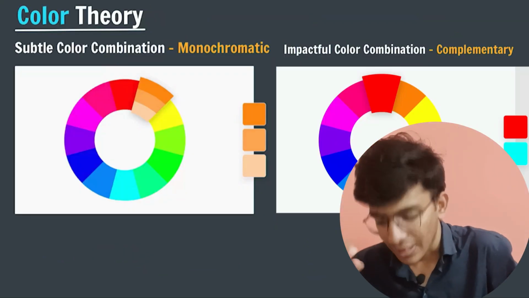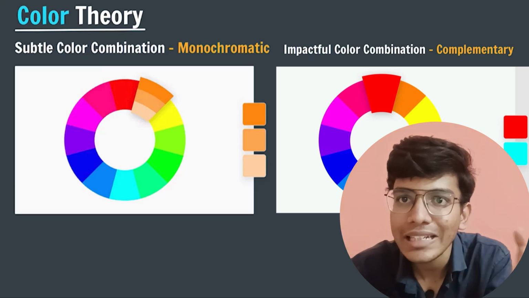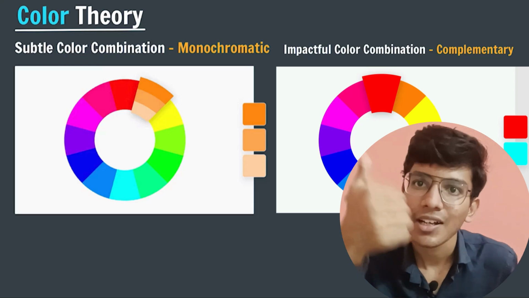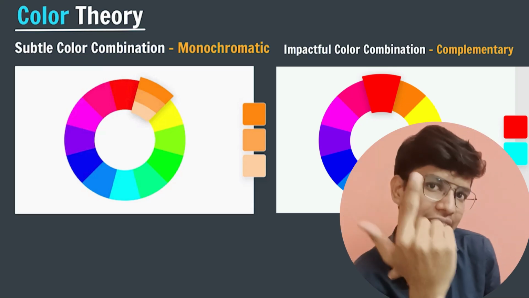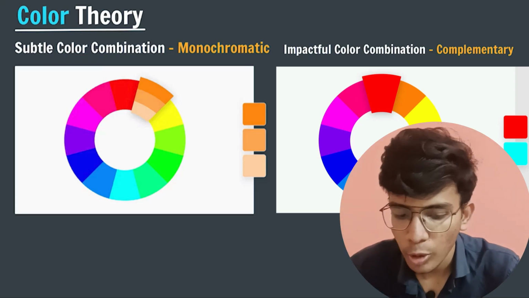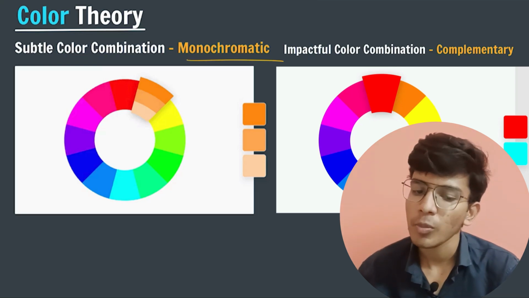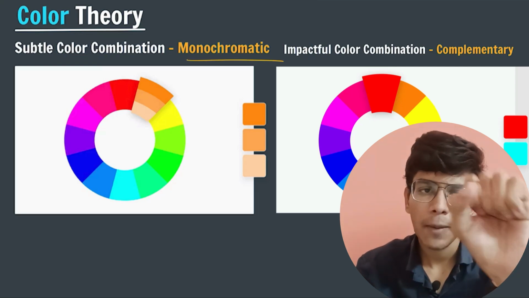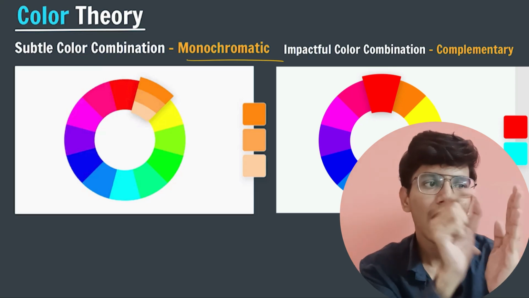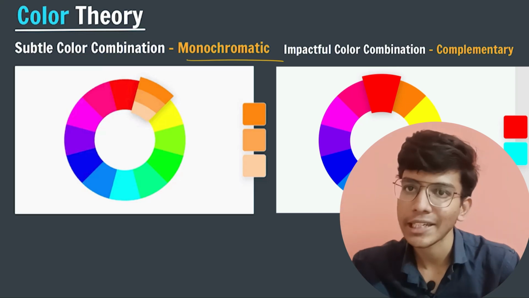Now there are three different types of combinations of colors. Okay, the first one is monochromatic, the second one is complementary, and the third one is triadic. Let us talk about each one of them in detail. The first one is monochromatic. Monochromatic is nothing but, for a particular color, let's say I am choosing blue, I might have different shades of blue based on the intensity, right?